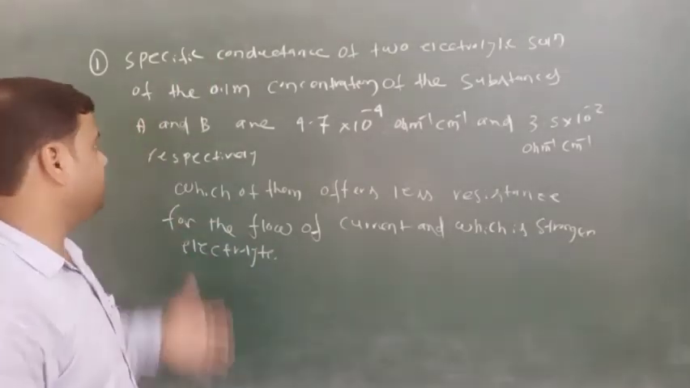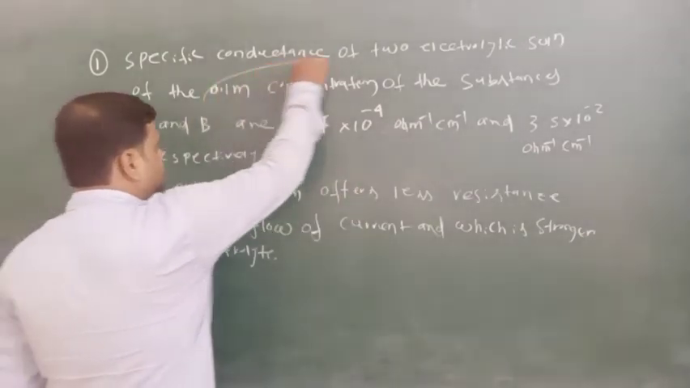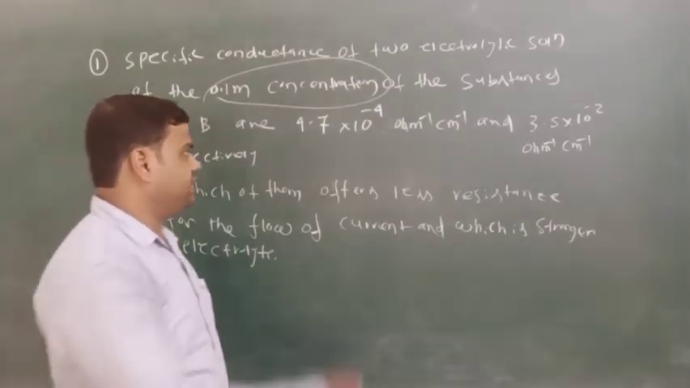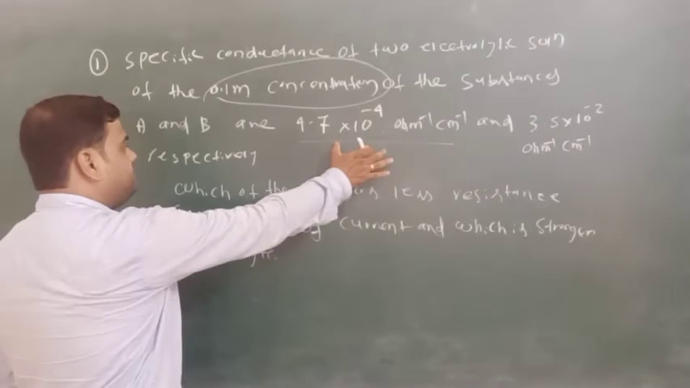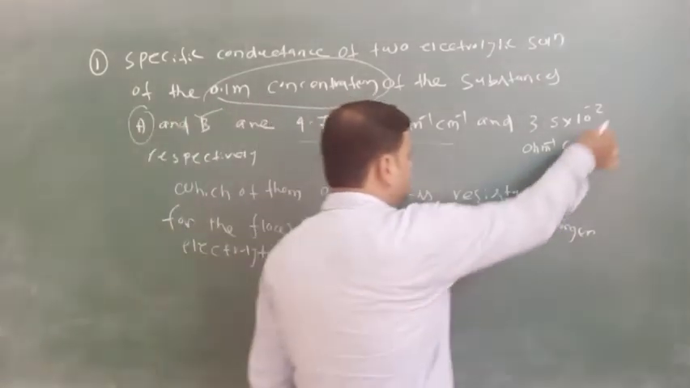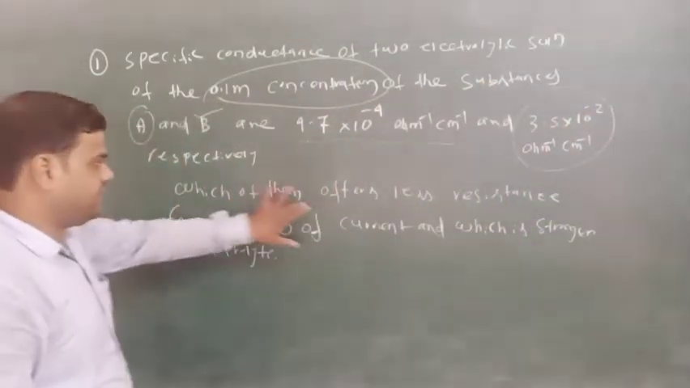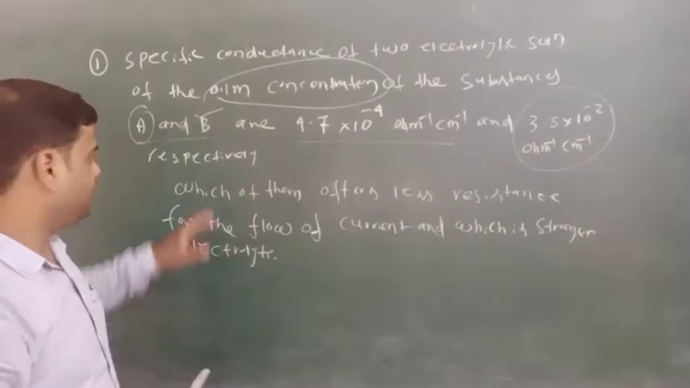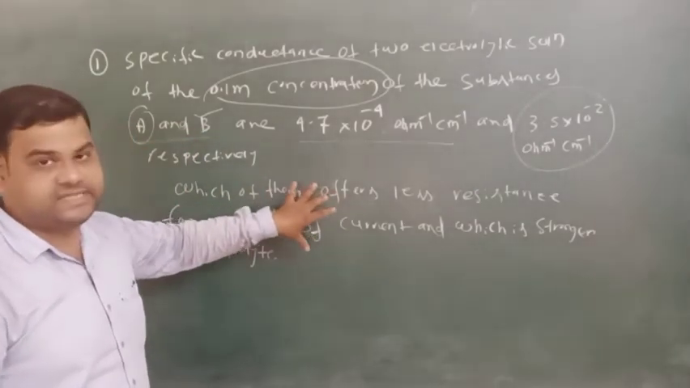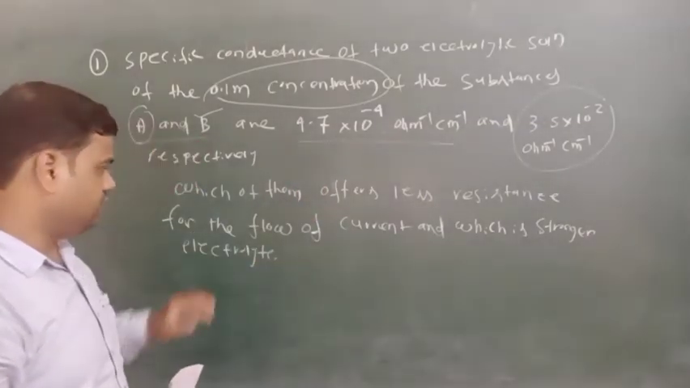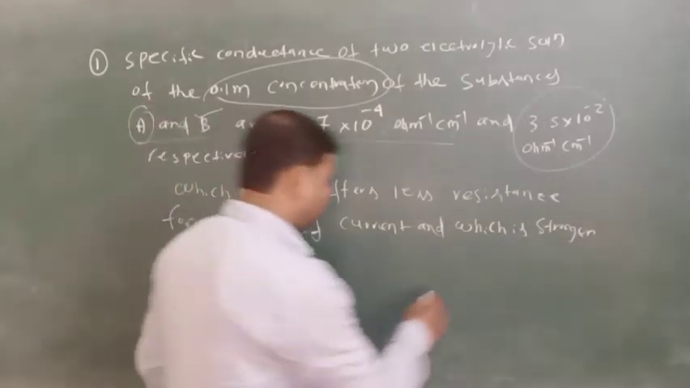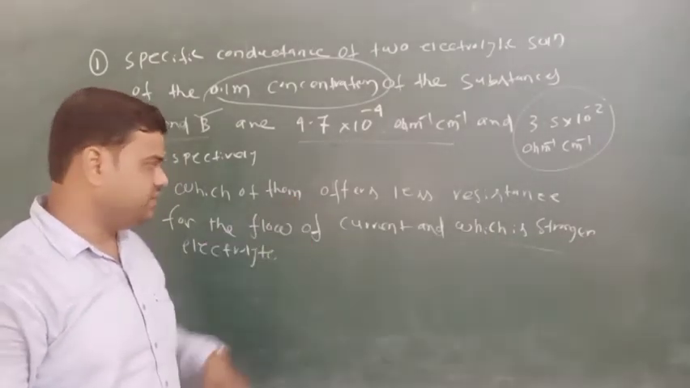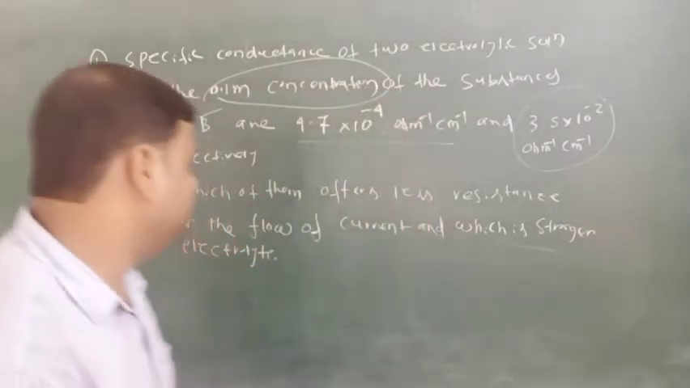This one is the specific conductance of A, and this one is the specific conductance of B. So our question is which of them offers less resistance for the flow of current, meaning between A and B we have to calculate which resists the flow of electricity. Whether it is A or B we don't know, we can calculate. Then which is the stronger electrolyte, and one thing we have to know is that the one which offers less resistance is the strong electrolytic solution. Okay, so we will do the numerical.